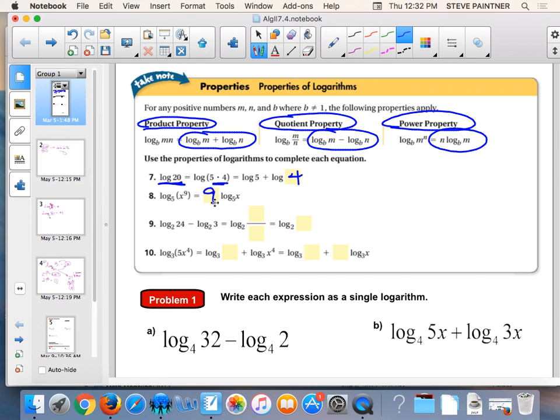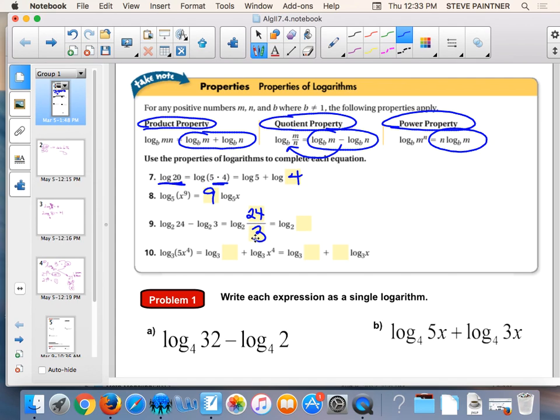Okay, next. First one was multiply. Second one was a power problem. And the third one, they start you on the subtraction side. So you're over here, guys. This is where you're at. You need to get back to here. So basically, subtraction can go back to division. This will be log of 24 minus log of 3 is the same as log of 24 over 3.